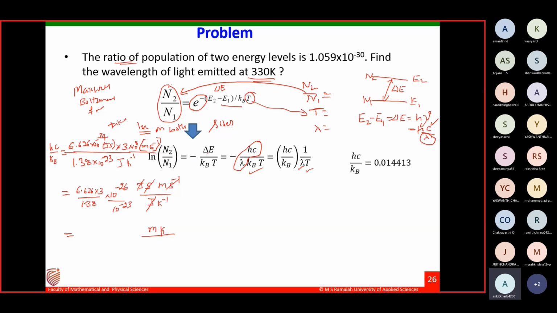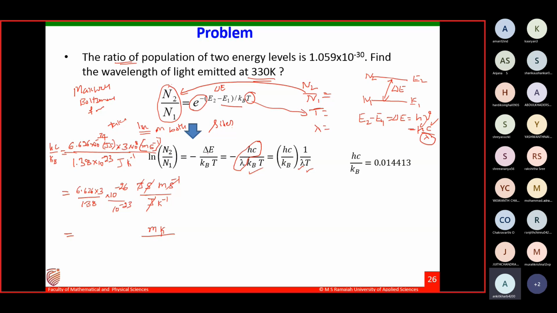Okay, do the calculations now. Now I have a simplified version of the above formula. I am looking for the values given by them. They have given N2 by N1, this value, and they have given the T value. What is left for me is to calculate lambda. Therefore, lambda can be written as 0.0144 divided by ln of N2 by N1 into T.